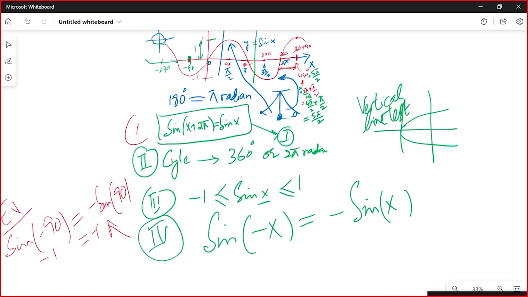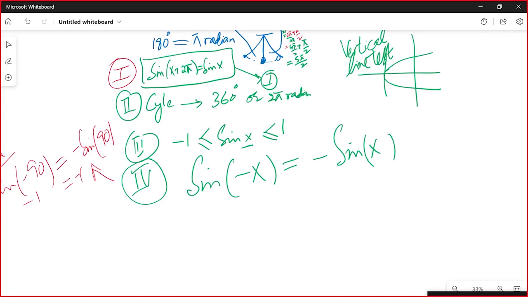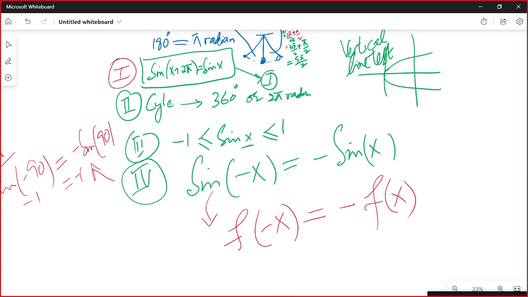So at the moment we are doing some rules. Does it make sense to you? This is something very interesting. If I generalize this thing, it says f minus x, the value of a function at minus x, is negative times the value of that function at positive x. I'm generalizing it. Instead of sine, we say any function. Yeah, it makes sense.